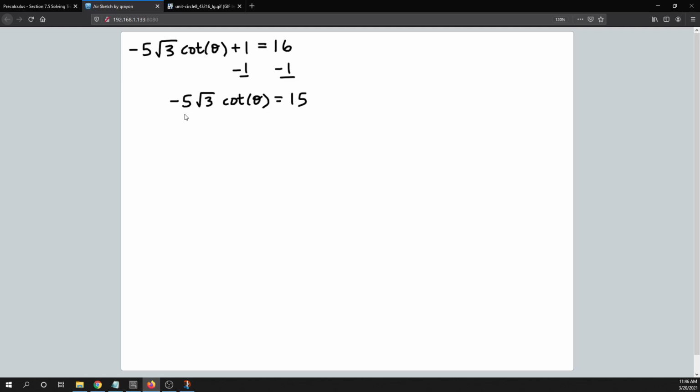So we have this negative 5 square root 3 times cotangent theta. So what we'll do is divide both sides of the equation by negative 5 square root of 3. All right, and that will isolate this cotangent function. Then let's see, negative 5 will go into itself one time. Negative 5 will go into 15, negative 3 times. Right, so we'll wind up with negative 3 over square root of 3.